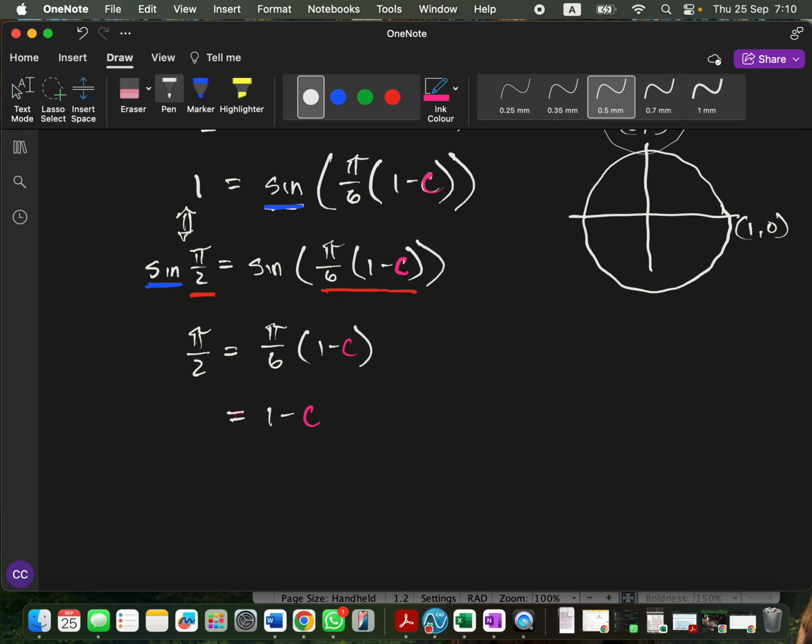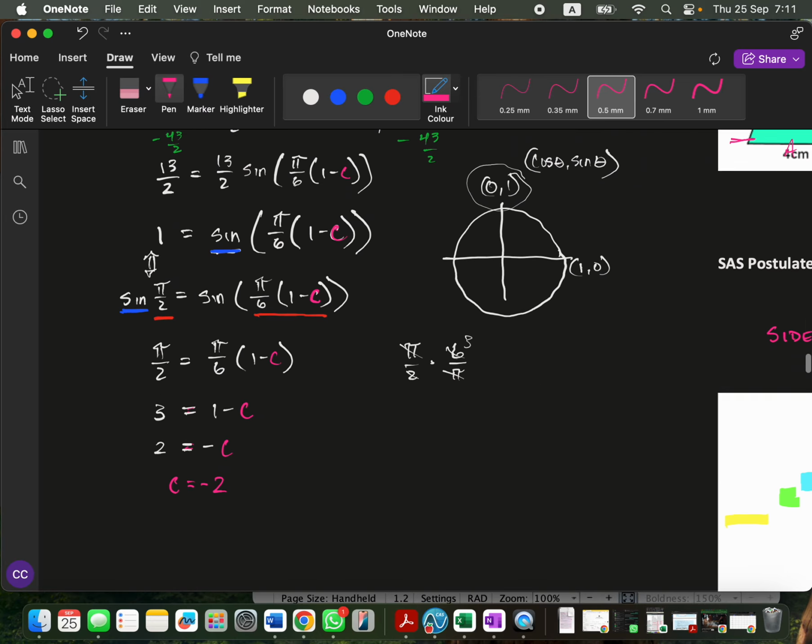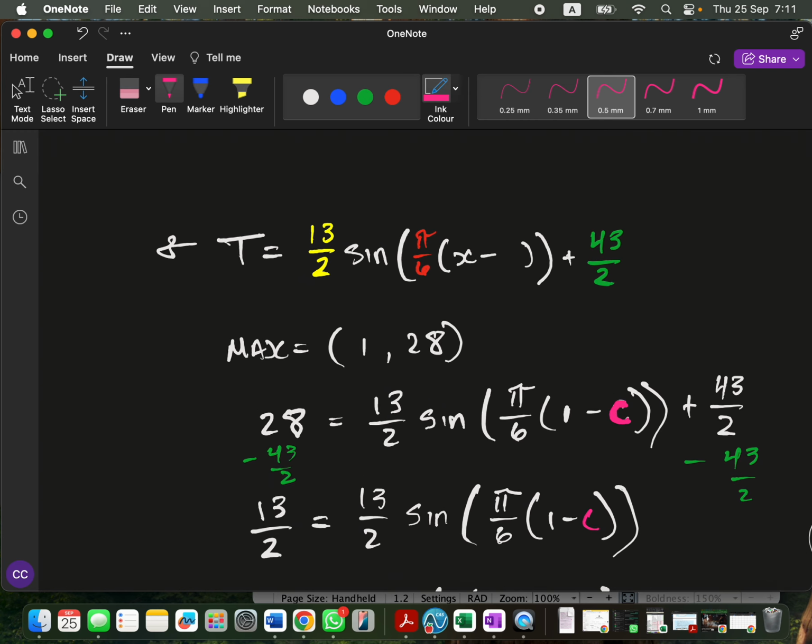So I get 1 minus c. I can do it in color because I'm a big boy, is going to be 3, because pi over 2 times 6 over pi. Pi's cancel, 2 cancels, I'm left with 3. So I'd be left with negative c is equal to 2. So therefore c has to be negative 2. Getting that all into my formula here. So my c value is negative 2.